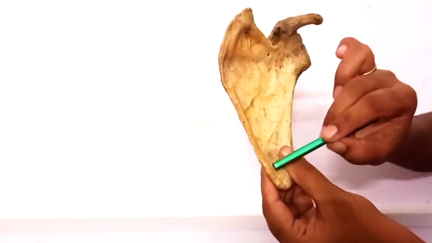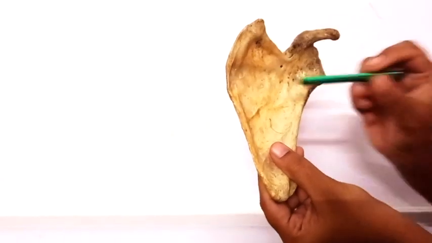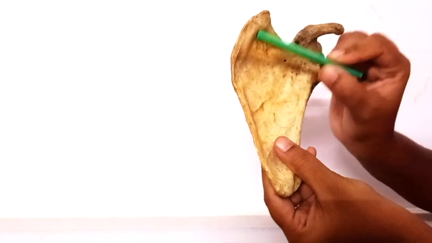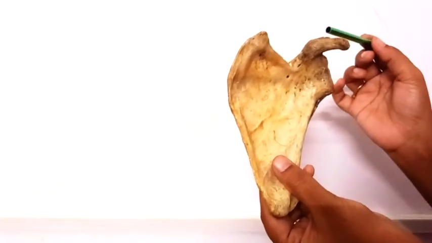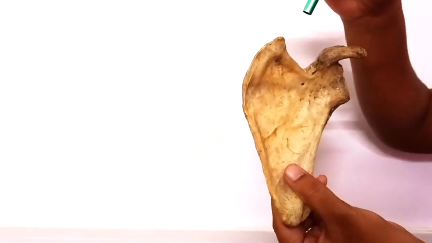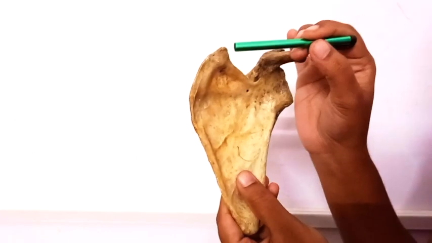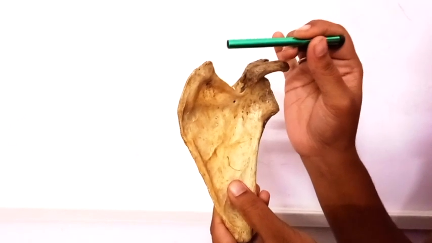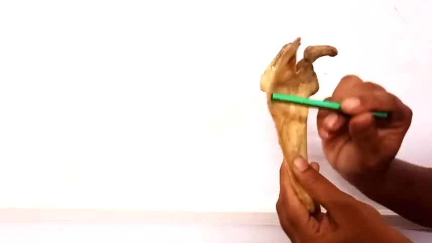On its costal surface, if we see from the superior angle to inferior angle, this medial border on the costal surface gives an attachment to the serratus anterior muscle. Serratus anterior muscle is inserted as 8 digitations. The first digitation is inserted from the superior angle to the root of the scapula, this part.